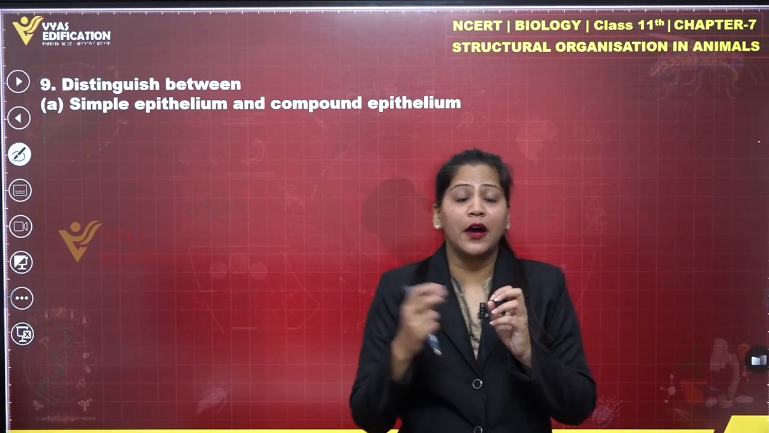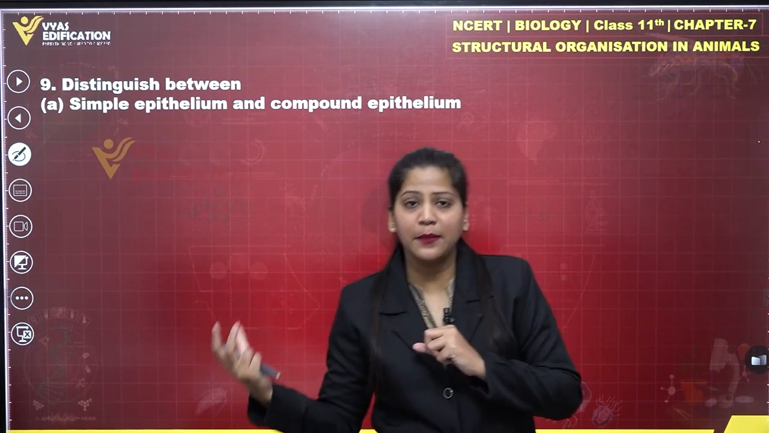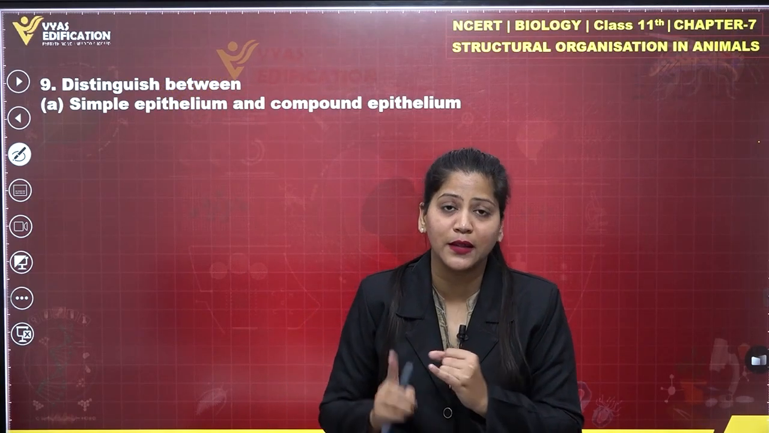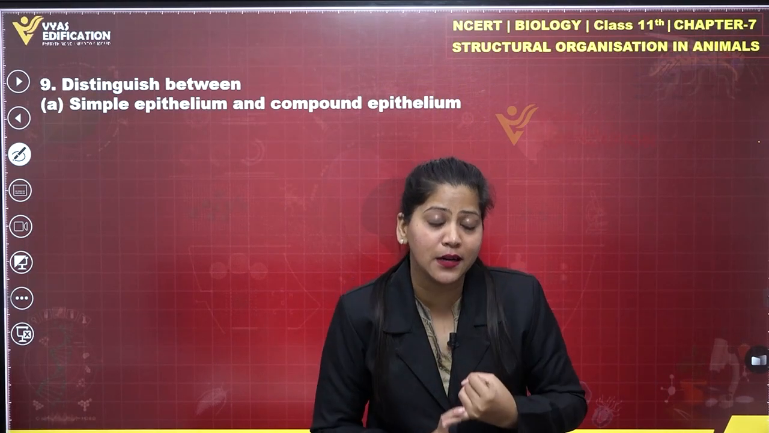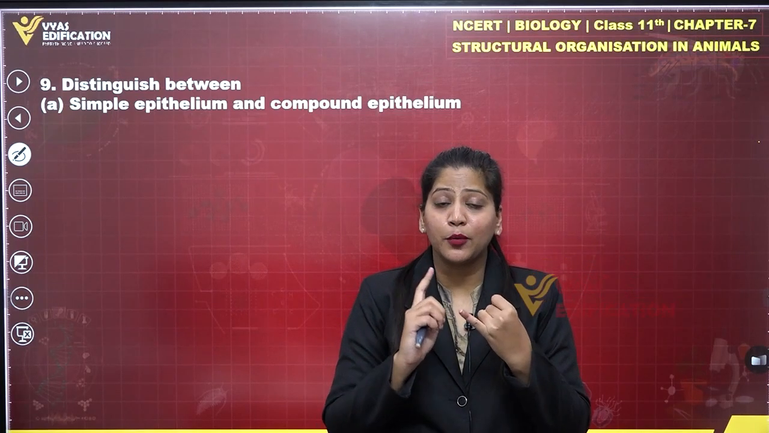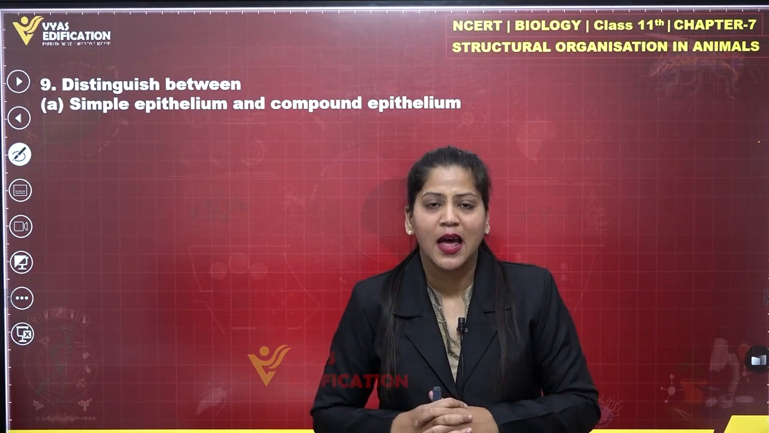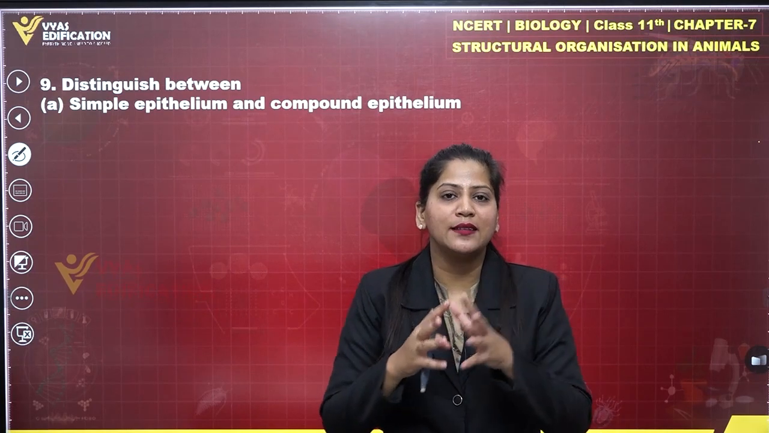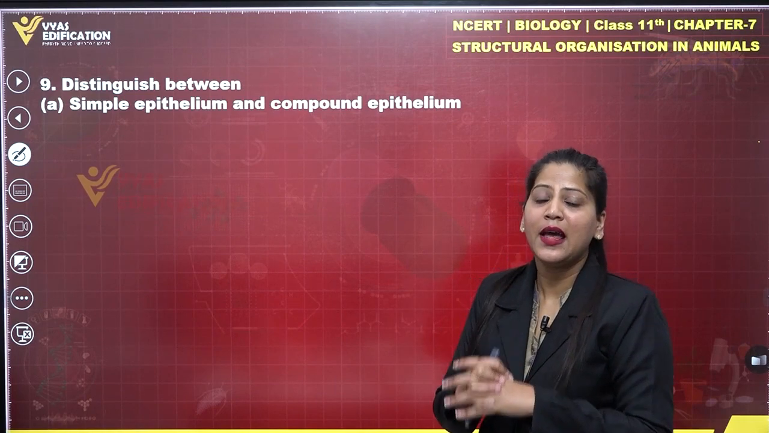If we talk about the primary functions of these two epithelial tissues, then the simple epithelium is concerned with the function of absorption and secretion in the body. And the compound epithelium is mainly concerned with the function of protection. They provide protection to the specific organs wherever these compound epitheliums are present, and have a limited role in absorption and secretion, right? So this is the basic difference between simple epithelium and compound epithelium.